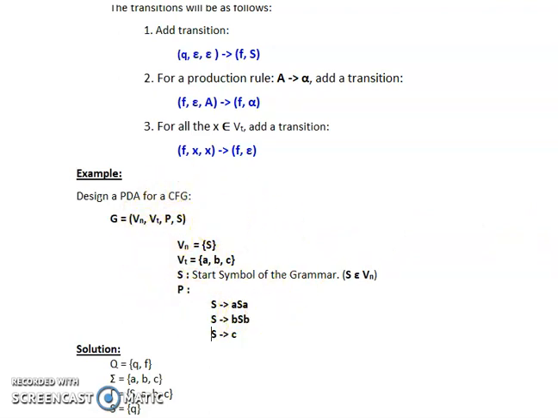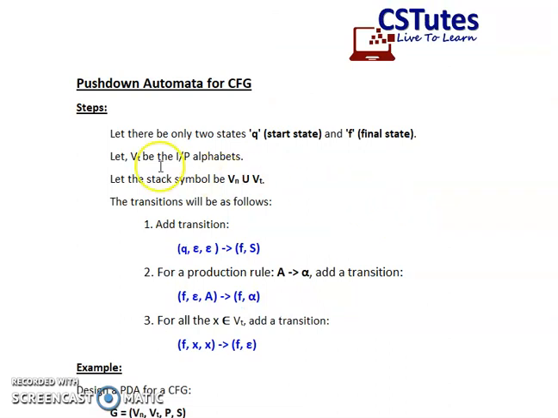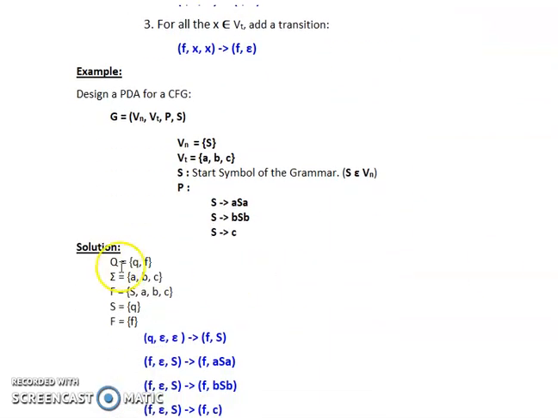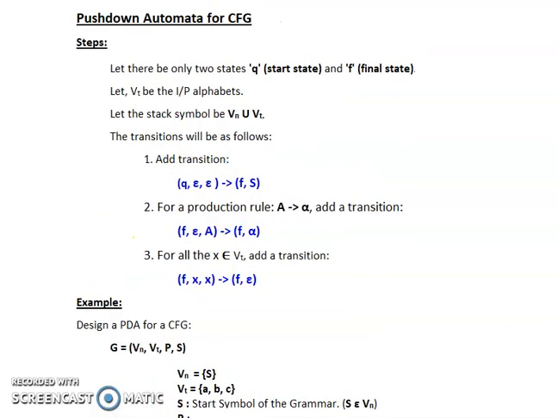So let us follow the steps which we have seen. Let there be only 2 states, q and f. So your capital Q will be equal to {q, f}. Now you are designing a pushdown automata, so for capital Q, that is the set of states, you are considering only 2 states, the start state and the final state. Then the second step states that let Vt be the input alphabets.